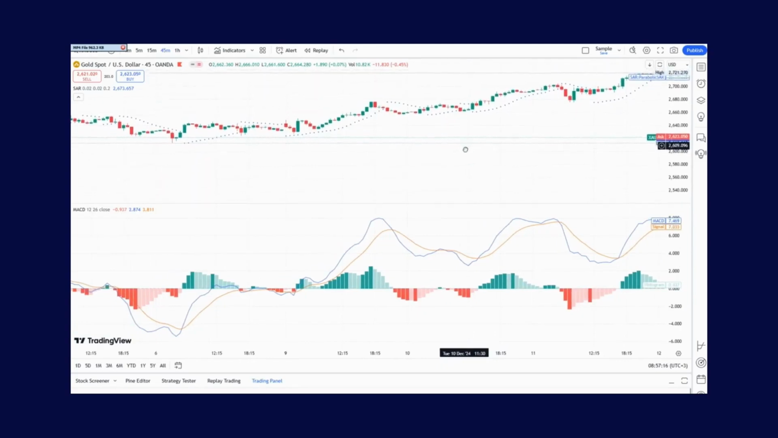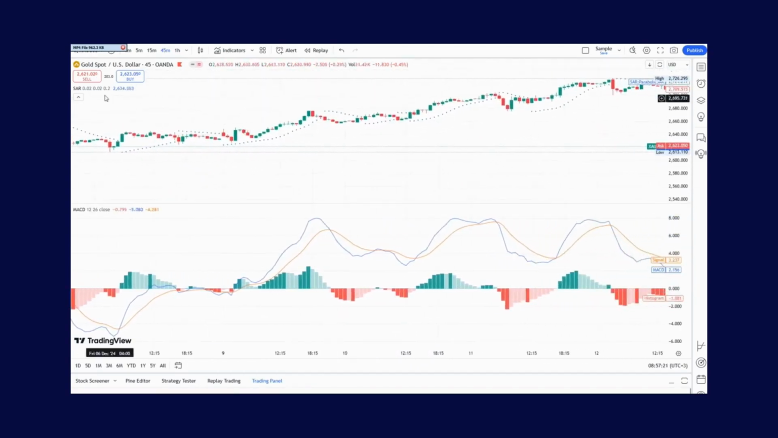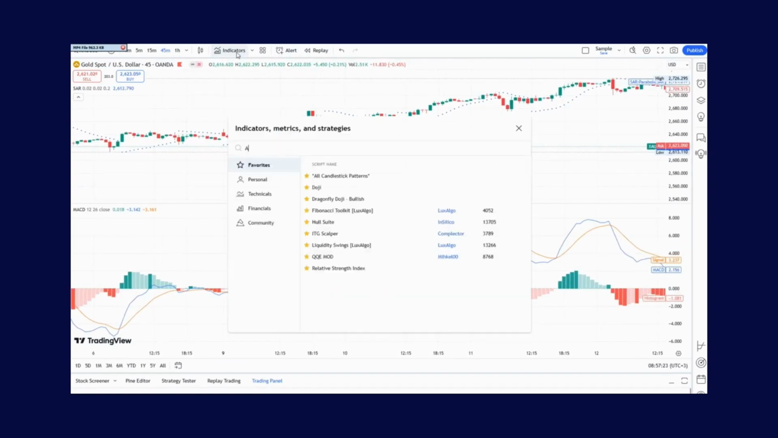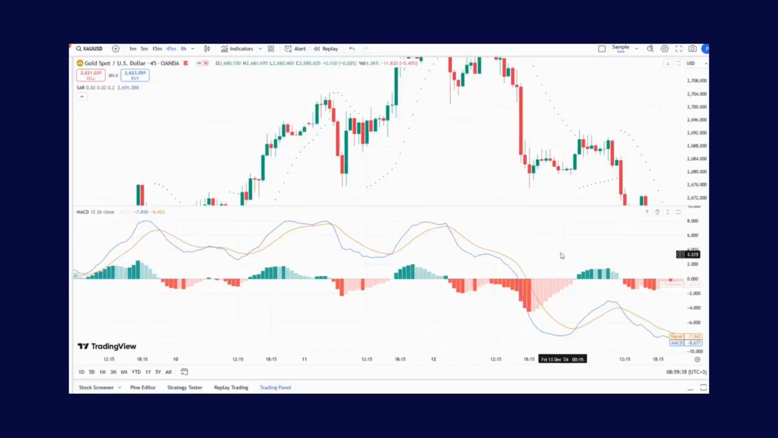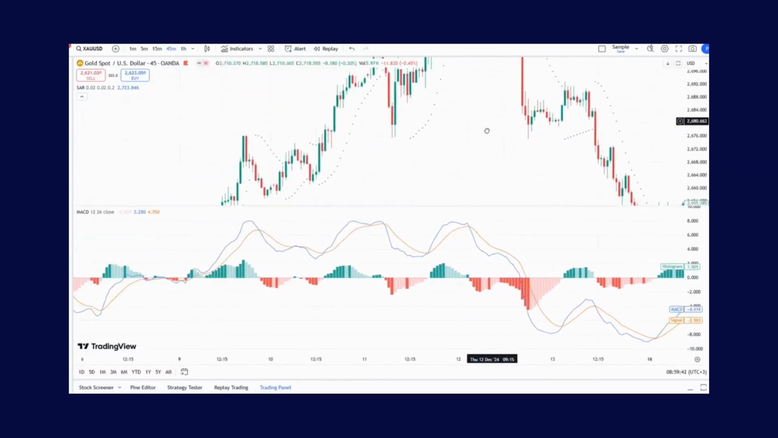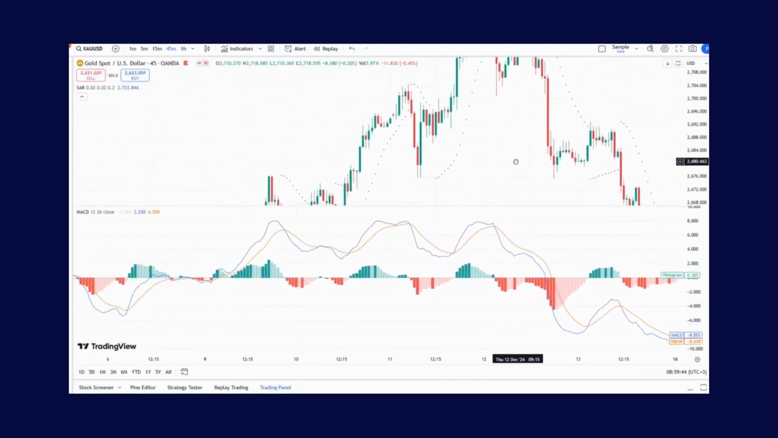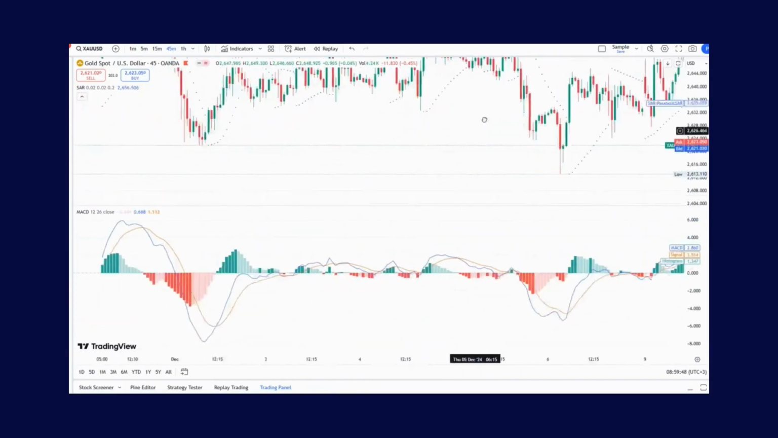To mitigate this, traders often combine the Parabolic SAR with other technical indicators, such as the moving average or the average directional index, ADX, to confirm the strength of a trend before making decisions. This multi-indicator approach enhances the reliability of the Parabolic SAR and reduces the likelihood of being whipsawed by false signals.